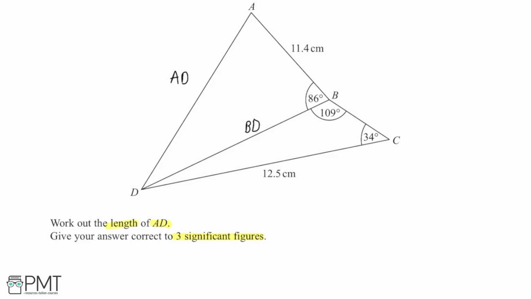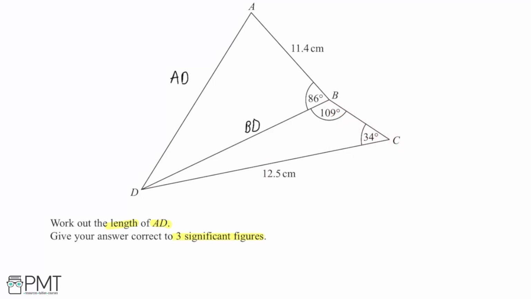Now if we want to find AD, that's a part of this triangle over here. However, we don't have much information about it. We just have one side length and one angle. So if we were able to find another angle or another side length, this would be really helpful for answering this question and finding AD. So if we were able to find the length BD, we'd then be able to use this information to find the length AD.